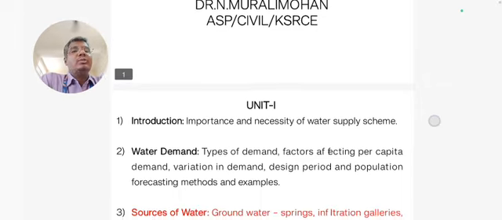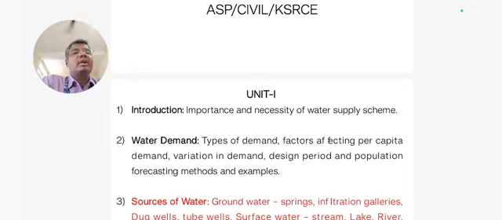In unit 1, we are going to discuss first the introduction: the importance and necessity of the water supply scheme, how we have to plan the water supply scheme, and what factors we have to consider while planning it. All those things will be discussed in the first unit.